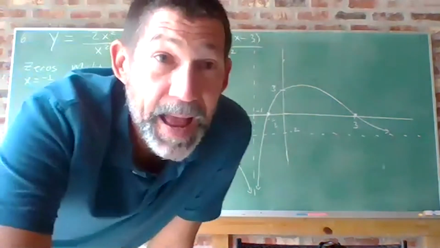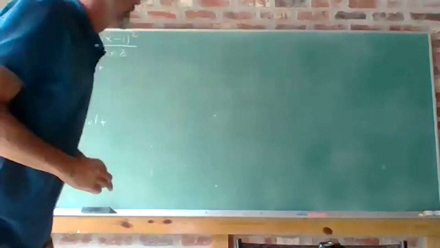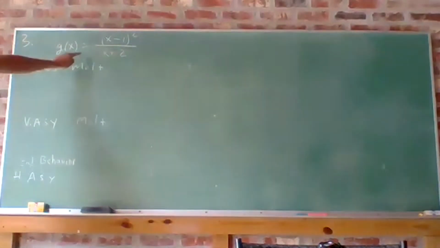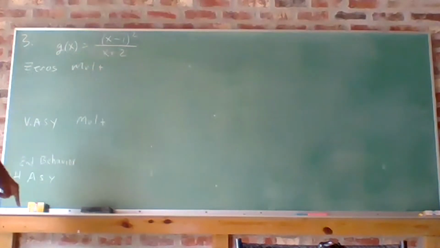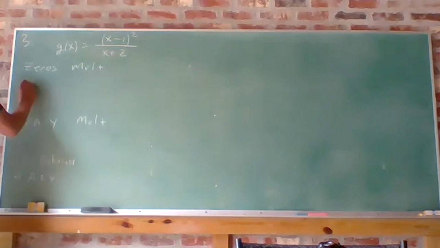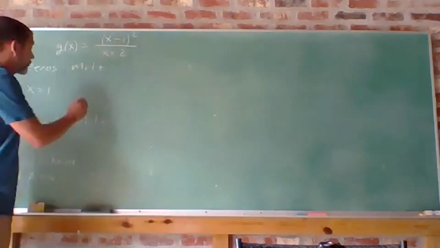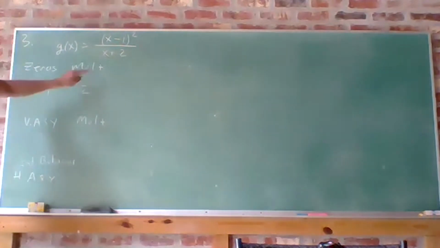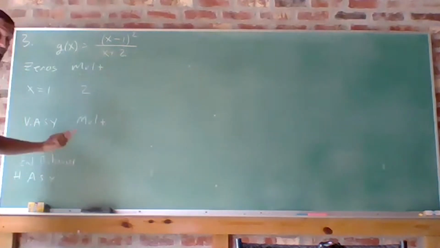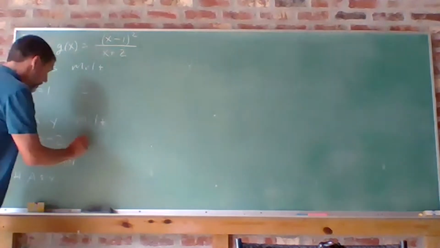We're going to come right back and look at problem number 3 as the final example. g of x equals (x minus 1) squared over (x plus 2). Now with a little bit of practice, I think we know what we're doing. The zeros occur when the numerator is 0. The only value that makes the top 0 is x equal 1, because that factor is being squared, its multiplicity is 2. The vertical asymptote occurs when the denominator is 0, x plus 2, so the vertical asymptote is at x equal negative 2, and that multiplicity is 1.